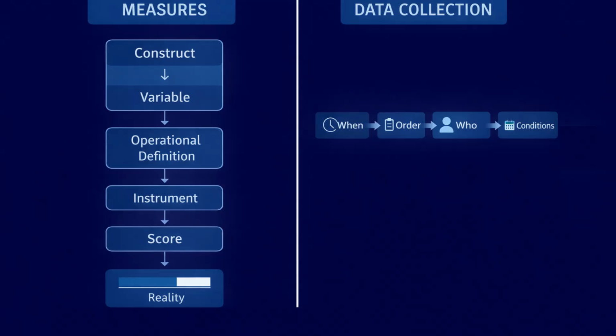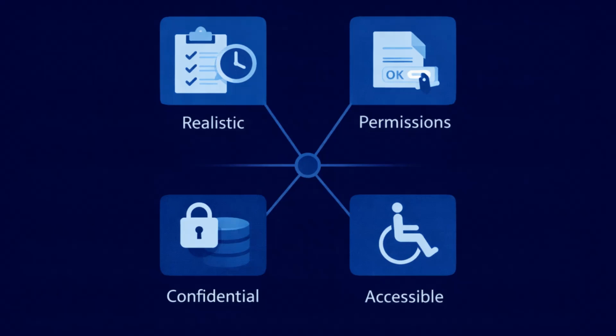Finally, distinguish clearly between the measures subsection and the data collection procedures subsection. The measures subsection focuses on variables, operational definitions, instruments, scoring, and alignment. The data collection procedures subsection explains sequence and logistics, including when data will be collected, in what order, by whom, and under what conditions. Feasibility and ethics also belong here.